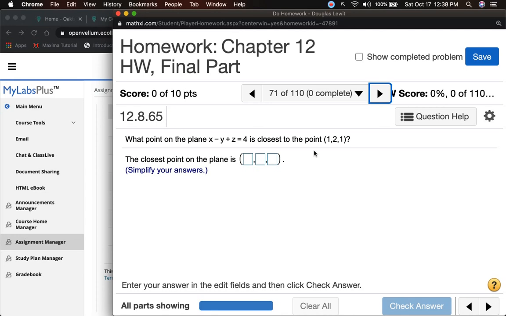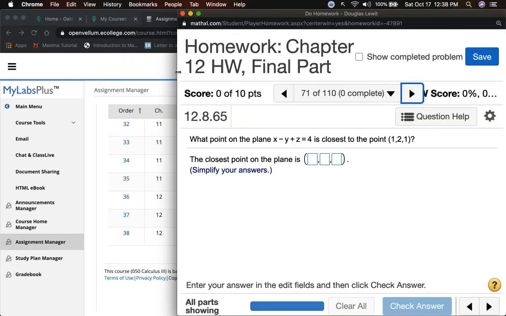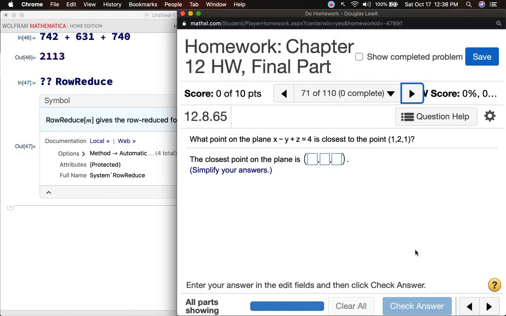This is also an example of the Lagrange multiplier method, which I will explain in just a minute. So this is a simple problem in a way, but it covers a lot of different topics. Let's look at this problem, number 71 in your third Chapter 12 homework assignment.